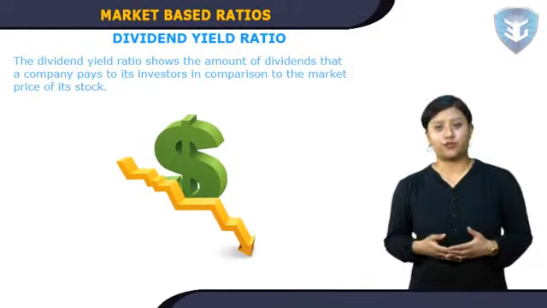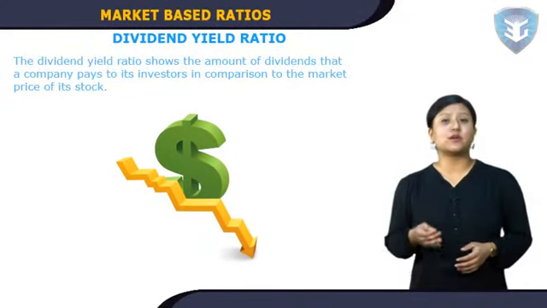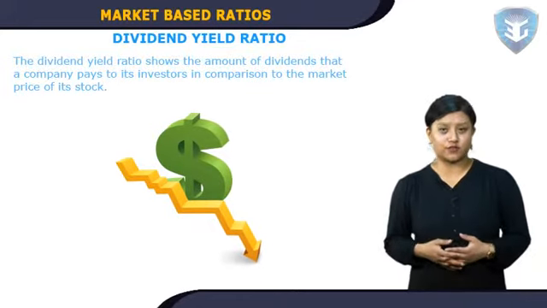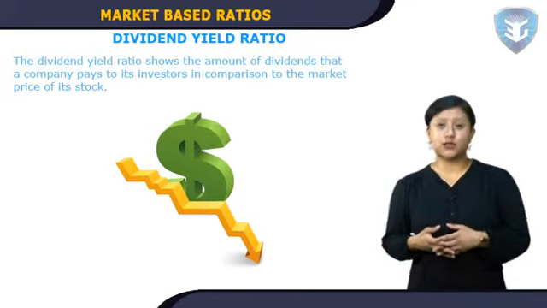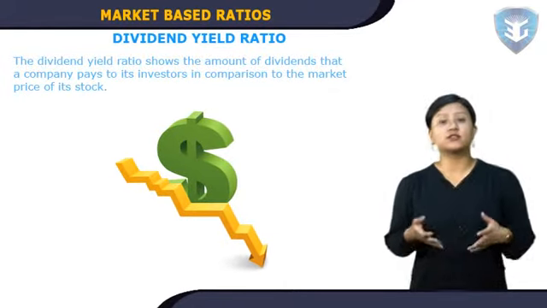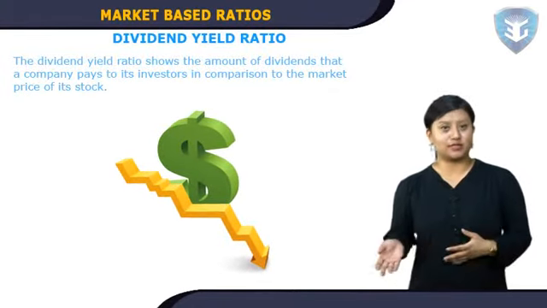Dividend yield ratio. The dividend yield ratio shows the amount of dividends that a company pays to its investors in comparison to the market price of its stock. Thus, the dividend yield ratio is the return on investment to an investor if the investor were to have bought the stock at the market price on the measurement date.